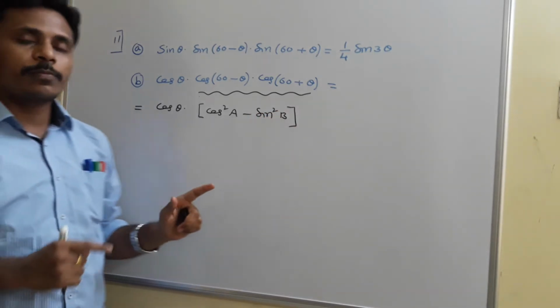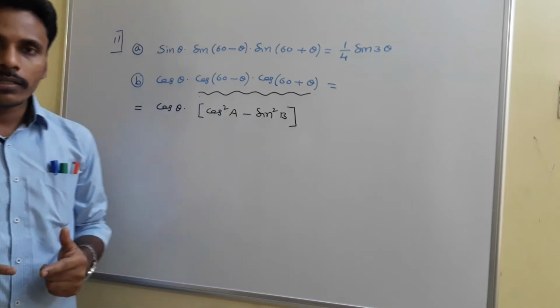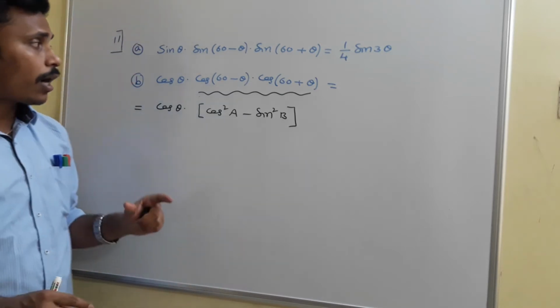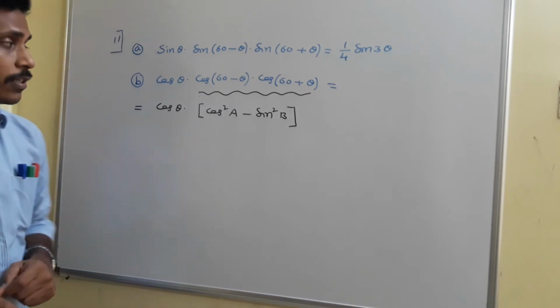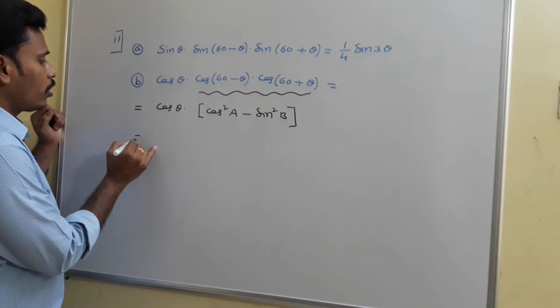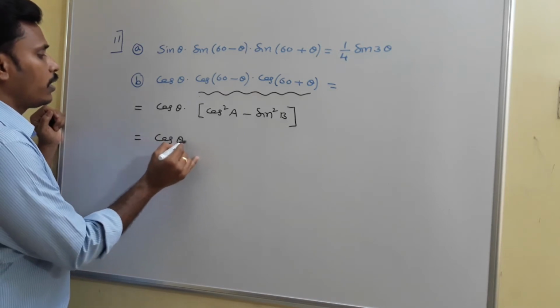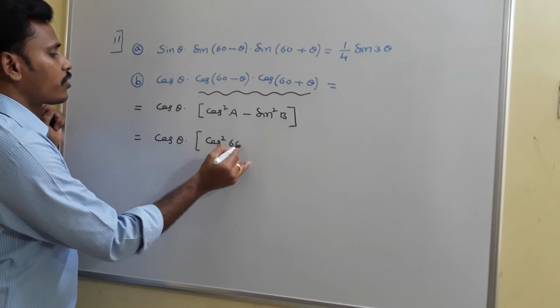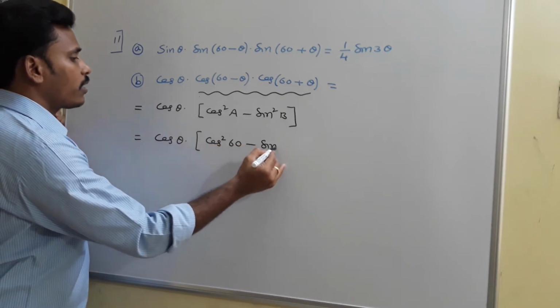Sin of a minus b into sin of a plus b gives us both sines or both cots, whereas cos of a minus b into cos of a plus b gives us cos square a minus sin square b. So this is equal to cos theta into cos square, where a is the first one, 60 degrees, and b is the second one, theta.